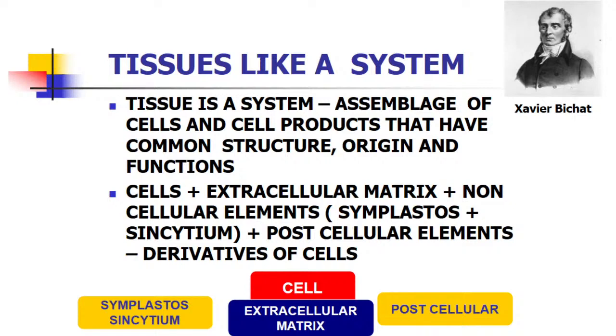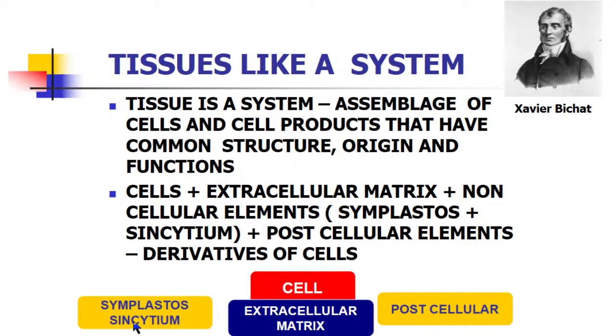But what is the main idea? That cells are characterized by common structure, originate from one source, perform the same functions, and produce some products. For example, besides the extracellular matrix, we have post-cellular elements. Ordinarily, these are cells which lost their nuclei, or maybe some other elements of cells.